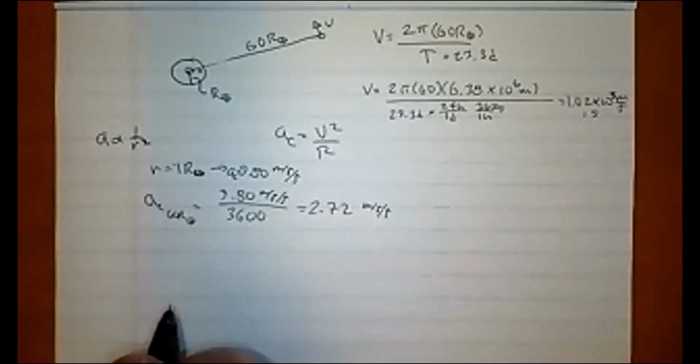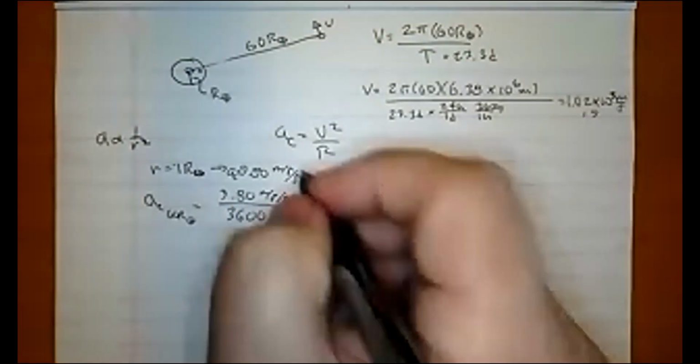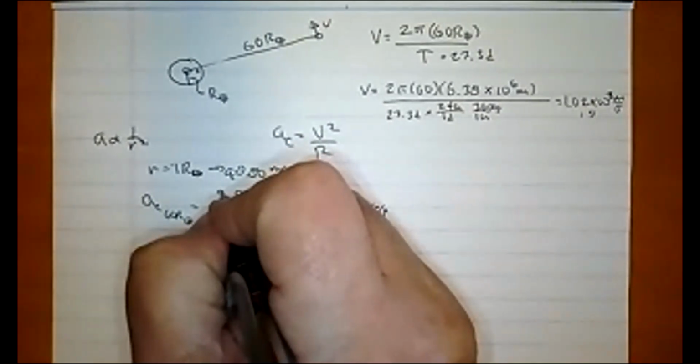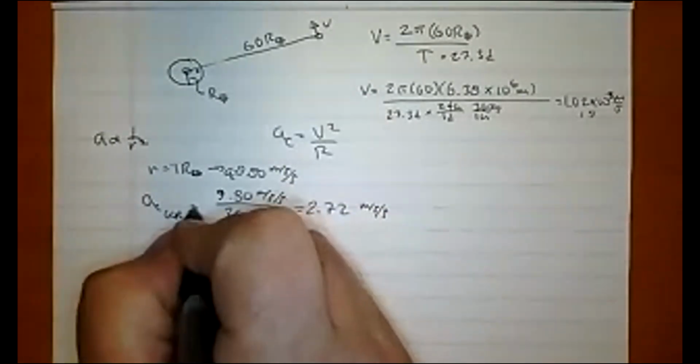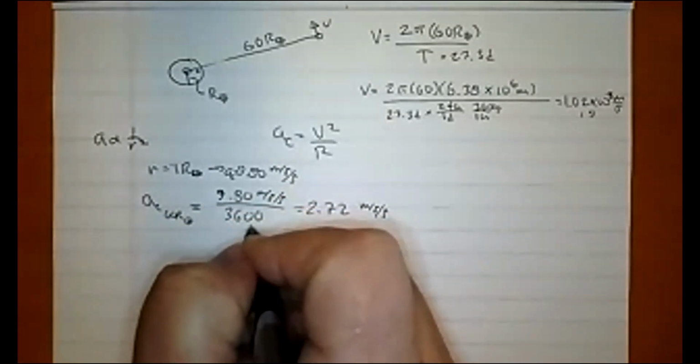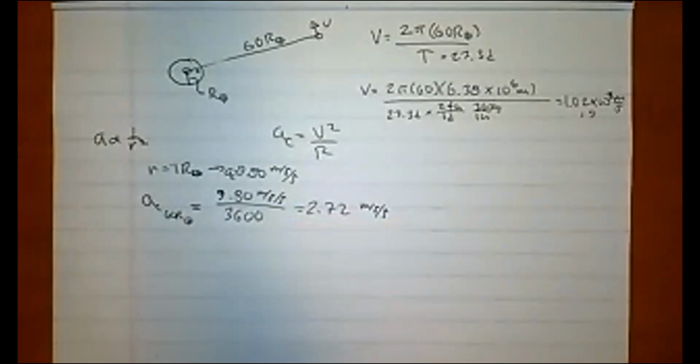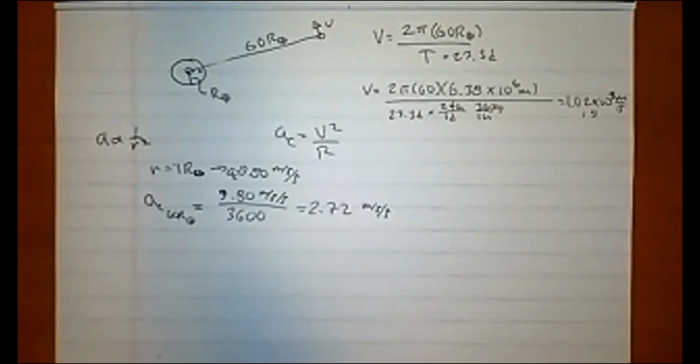So there's his hypothesis. His hypothesis is that the force of gravity, whatever that may be, however that may work, should cause the acceleration of the moon to be 9.80 divided by 3,600 if the force is in fact inversely proportional to the square of the distance. So that was his hypothesis.